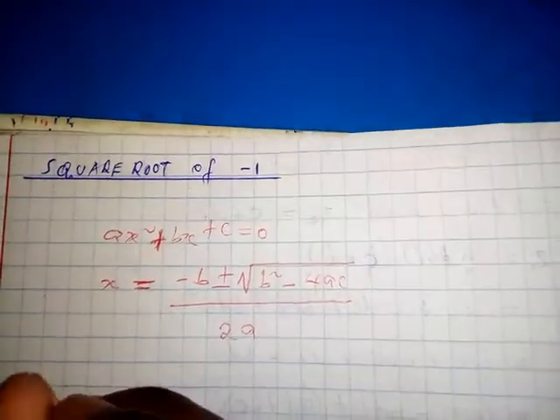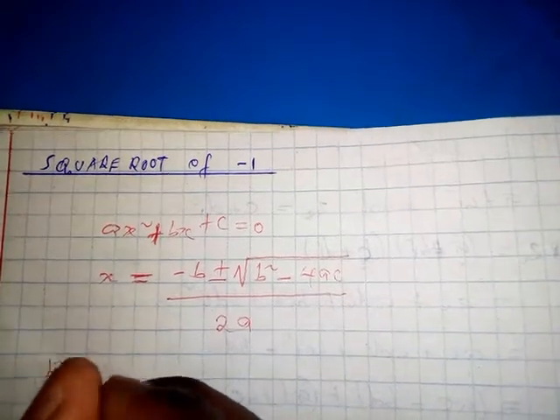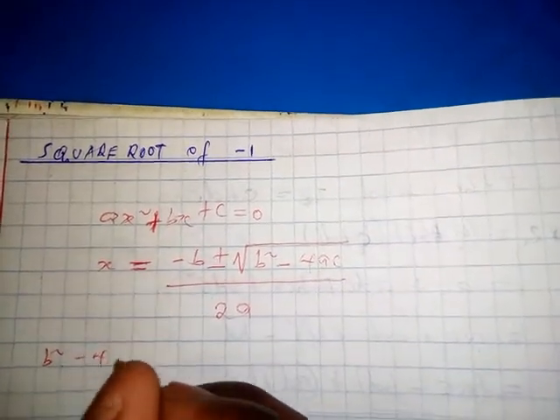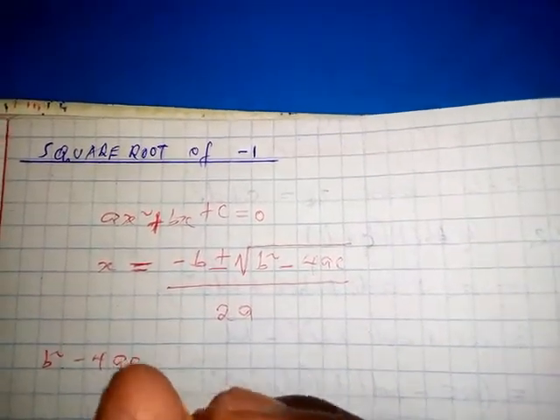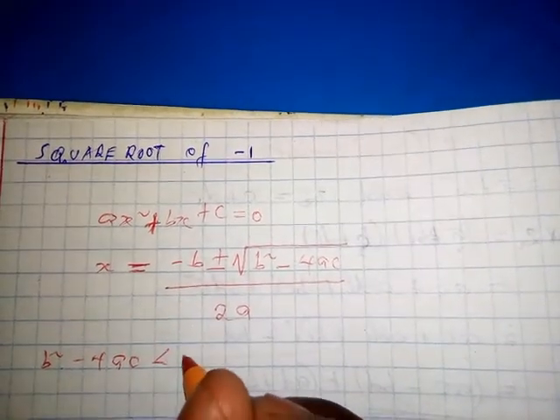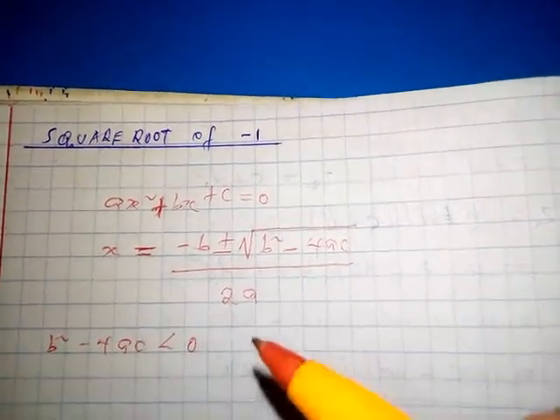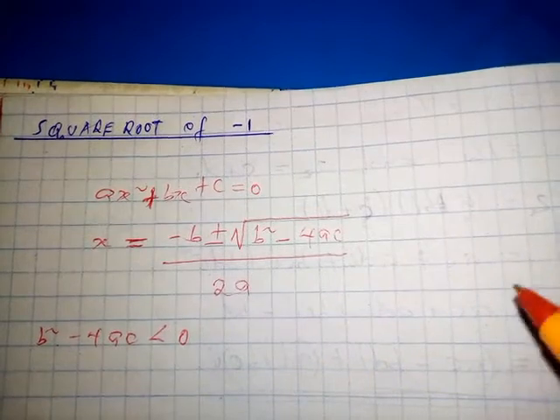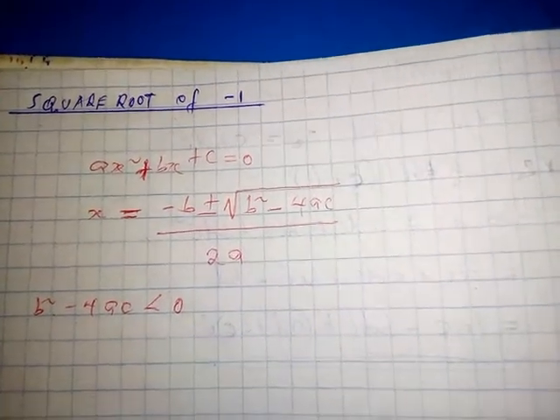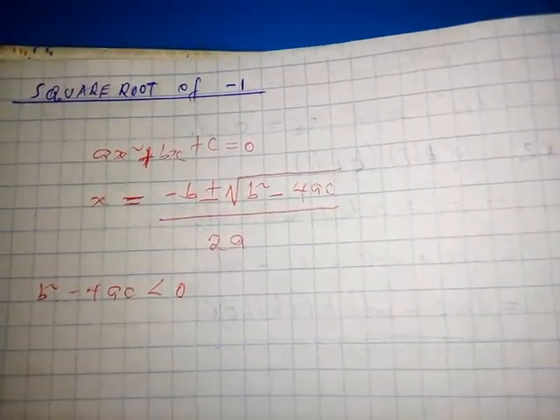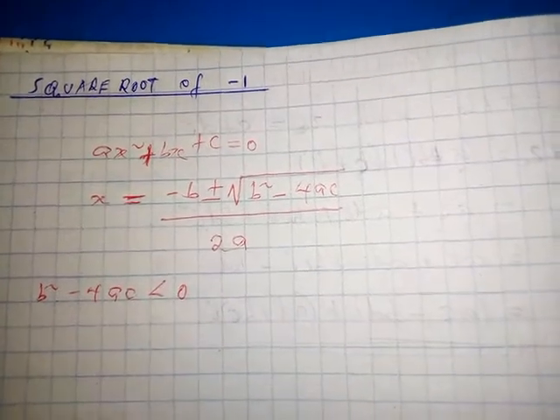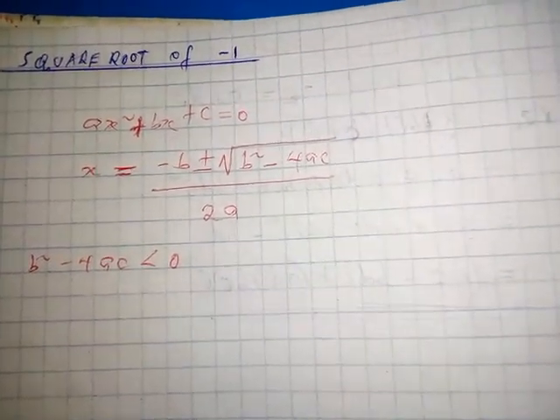So when b squared minus 4ac is less than 0, you cannot get the root of negative numbers directly.